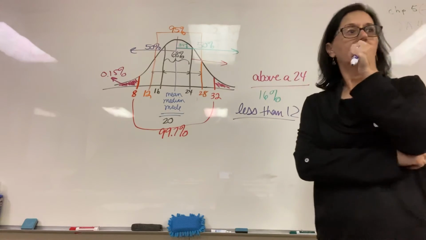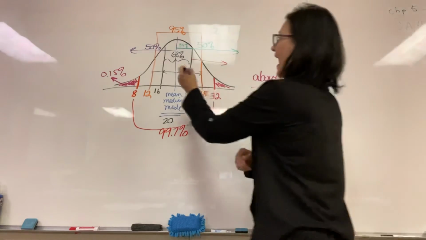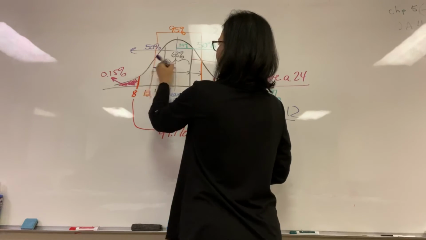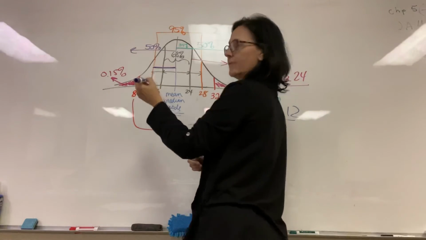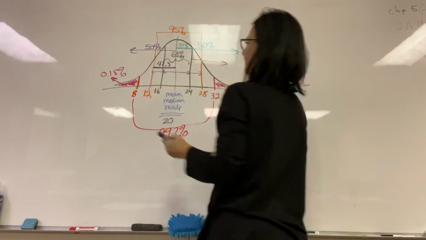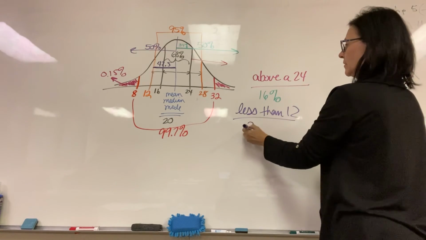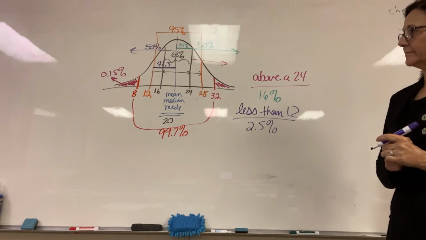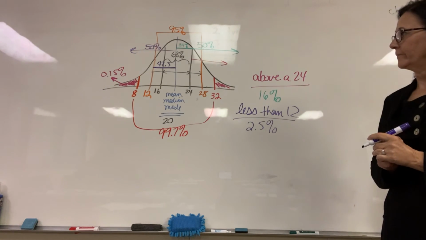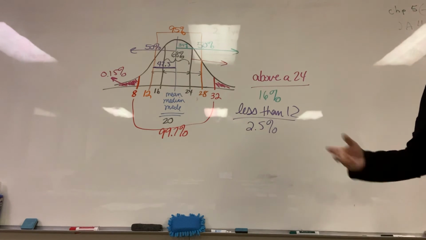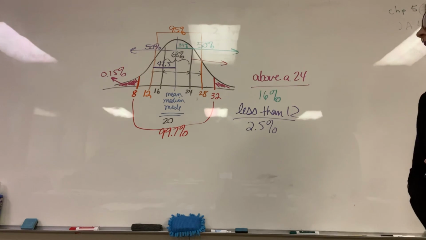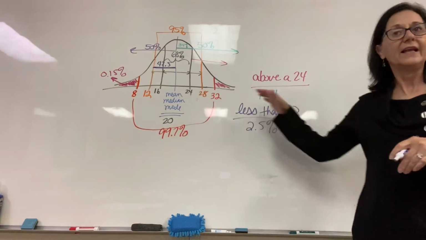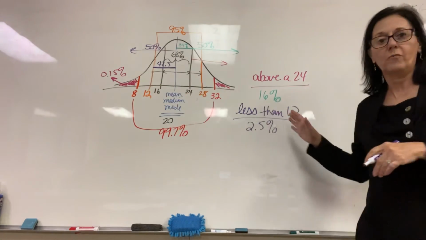Half of that 95, right here. Half of 95, which is what? 47.5. So what is that? 2.5%? Is that right? Okay, and you can ask, what percent score between a 12 and a 24? See how you could use this to calculate any of the pieces of the normal distribution.